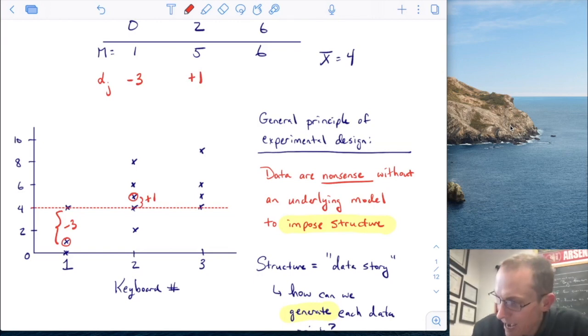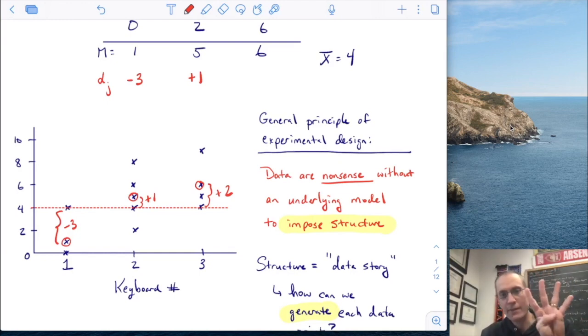And then finally, how do I get to the condition mean of 6 for keyboard 3? Well, similarly, I have to add 2. And so now what you can see is that I have decomposed my data into keyboard 1, I start with a grand mean of 4, and then I subtract 3. And that gives me an estimated error of 1 for people in that group.